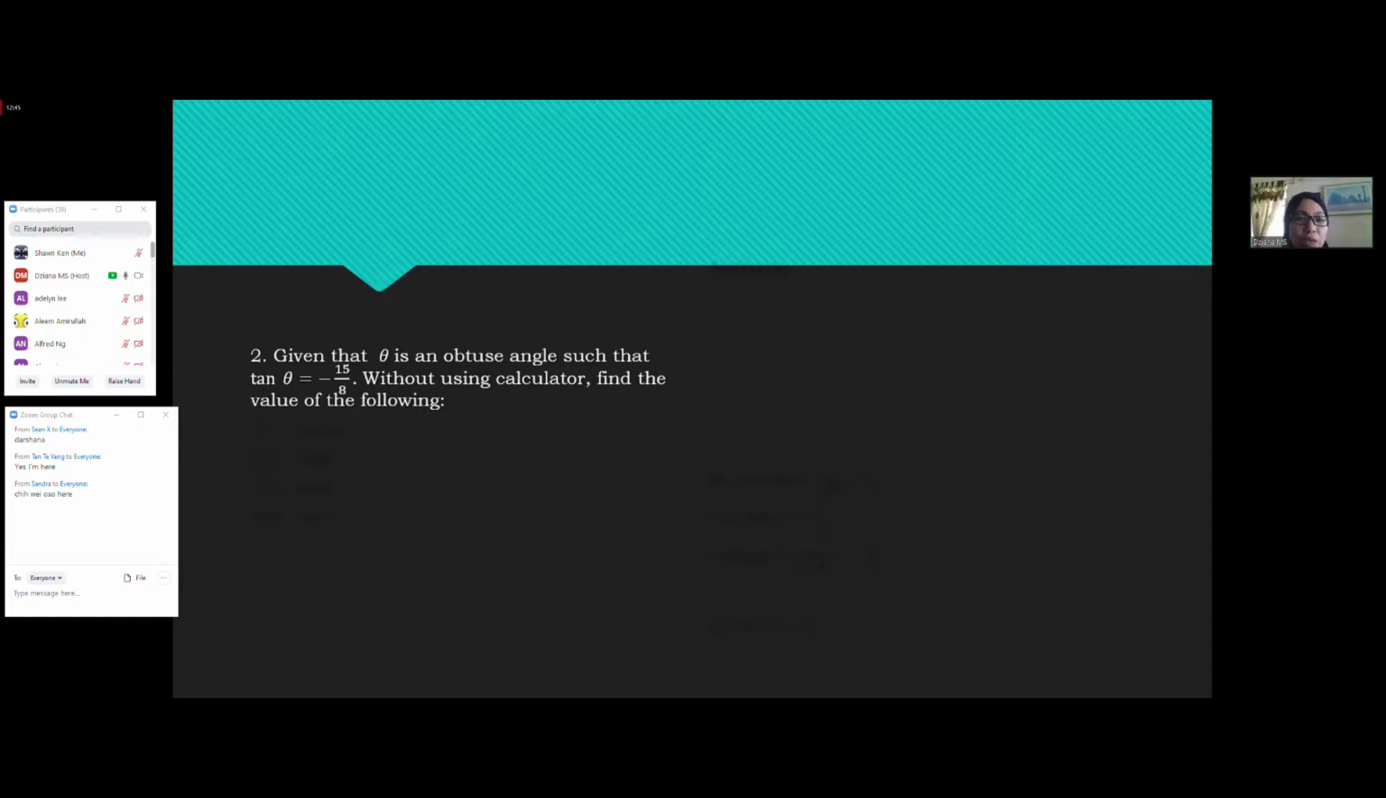Theta is an obtuse angle such that tangent theta is negative 15 over 8. Without using a calculator, find the value of the following: cosecant theta, cotangent theta, secant theta, and sine theta.